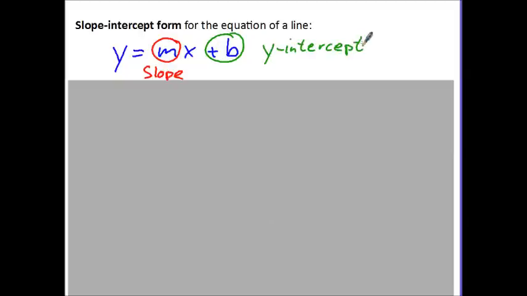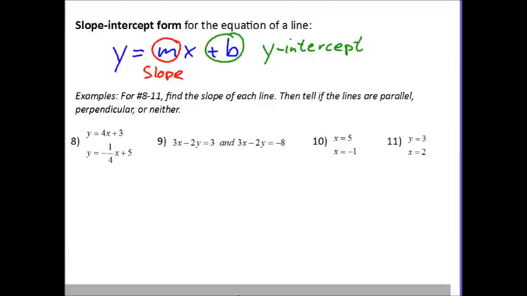In other words, this slope-intercept form gives us a point, and it gives us the means to find the second point using the slope, and with 2 points we graph our line. That's what we have done all year through Algebra 1, and we can keep doing that in here. Yay! Let's look at some examples. Find the slope of each line, then tell if the lines are parallel, perpendicular, or neither.